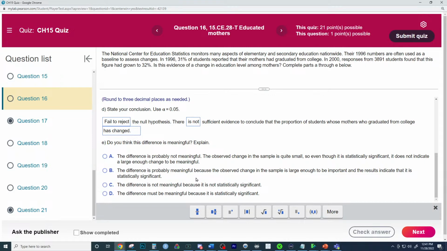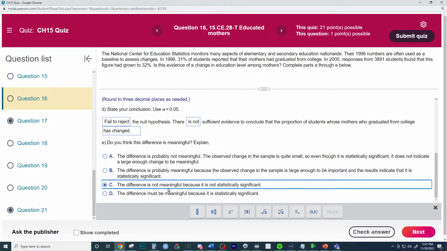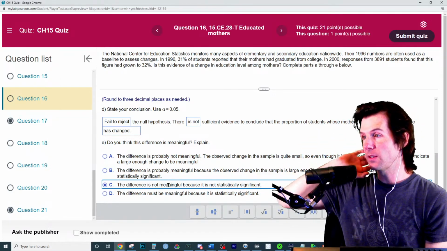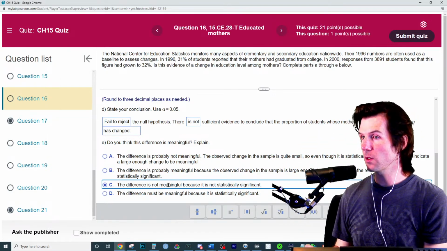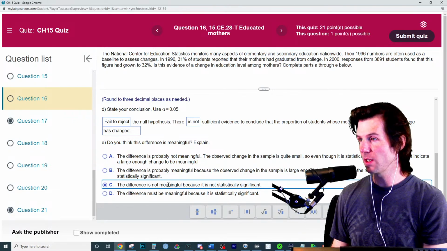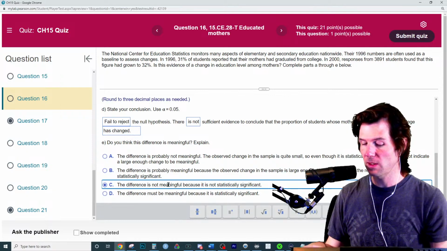Good stuff. Do you think the difference is meaningful? The difference is probably not meaningful. So they've changed this one up this semester. So the difference is not meaningful because it is not statistically significant. They've changed up the way this question goes because it used to be statistically significant. So this is a conversation right here on the difference between practical significance and statistical significance. Statistical significance just means p-value less than what?